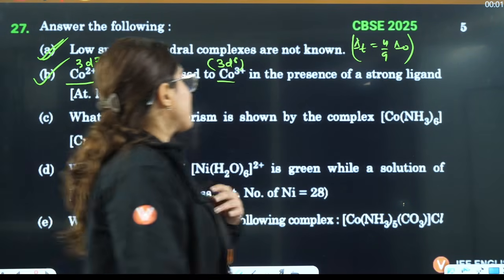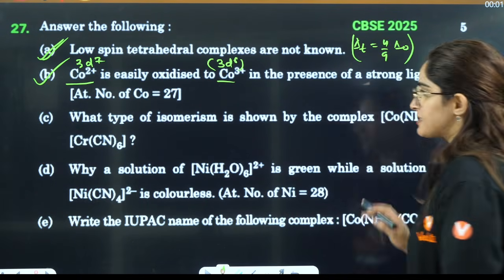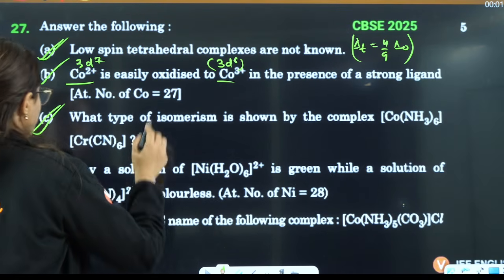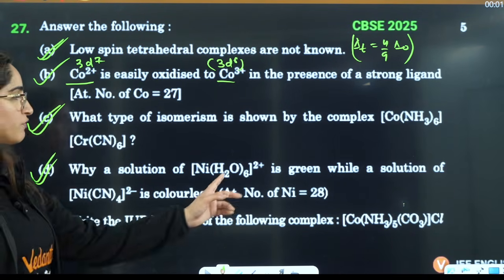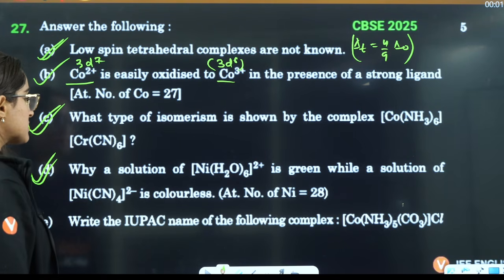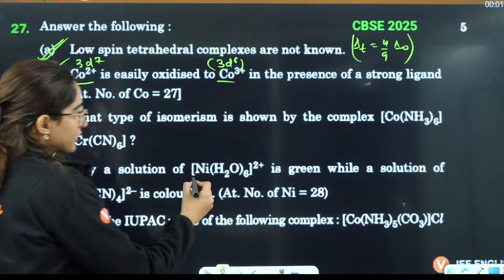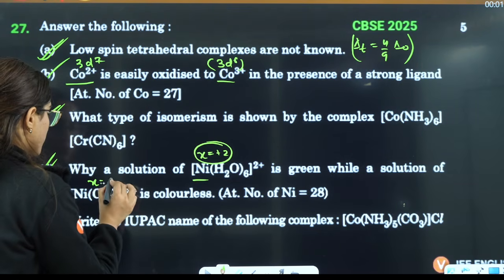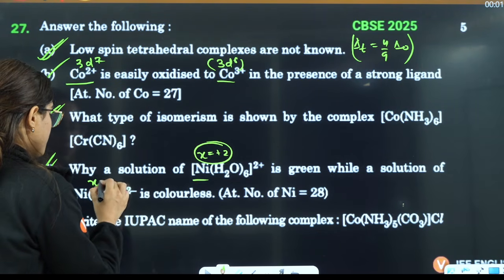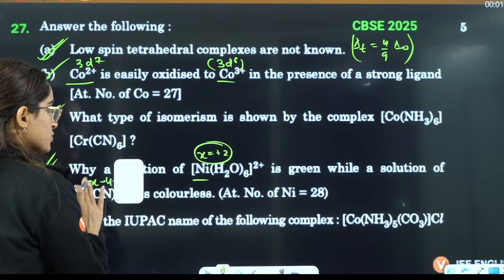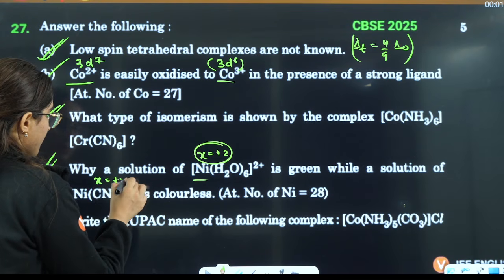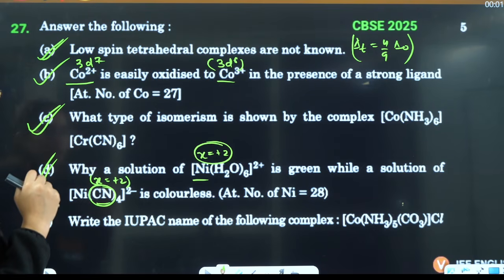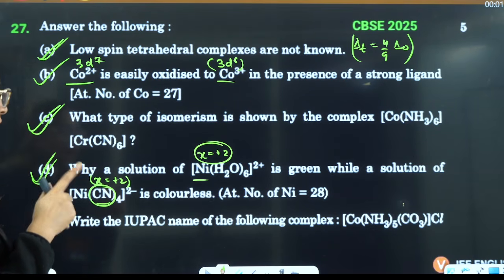What type of isomerism is shown by these cobalt complexes? I can see that it is coordination isomerism. Why is the solution of this green while the solution of this is colorless? You can just write it down. Here x is +2, and here x minus 4 equals -2, so x is +2. Here also x is +2. But here you have a strong field ligand, right? And here you have a weak field ligand.